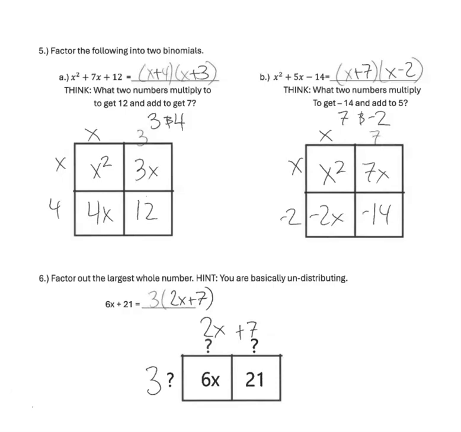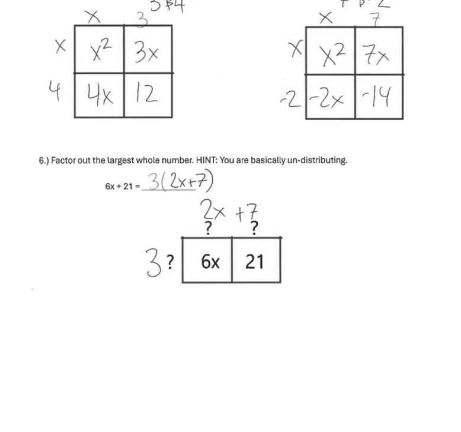And the next one, you were supposed to get two numbers that multiply to get negative 14 and add to get you a positive 5. So one's going to be negative, one's going to be positive, and the positive has to be bigger. That's how I got my 7 and my negative 2. So I got a 7x and a negative 2x in those corner ones. And then I found out that it was x plus 7 and x minus 2.